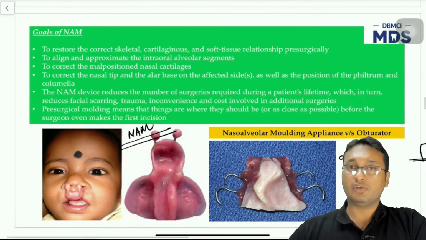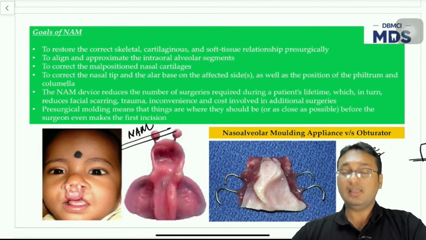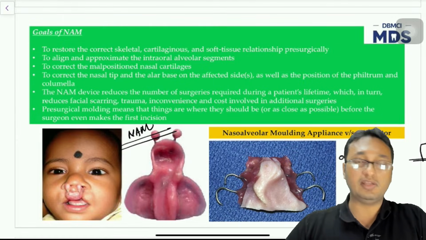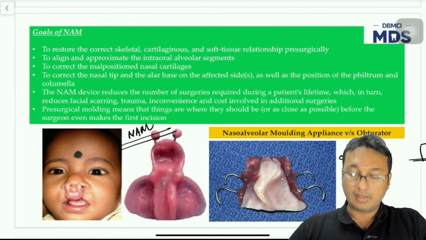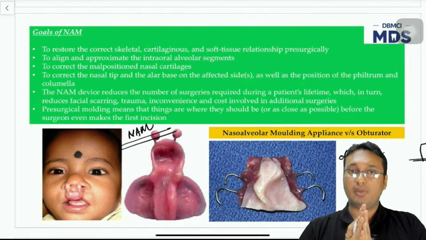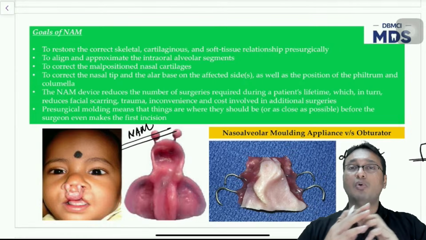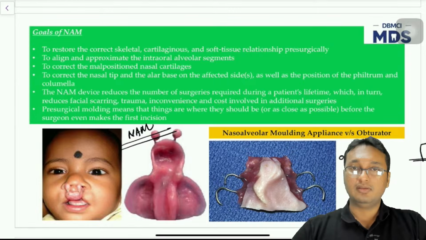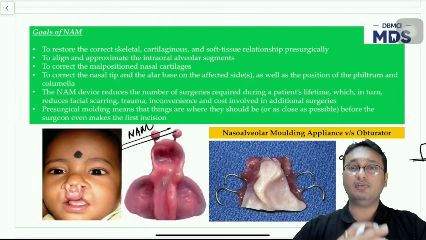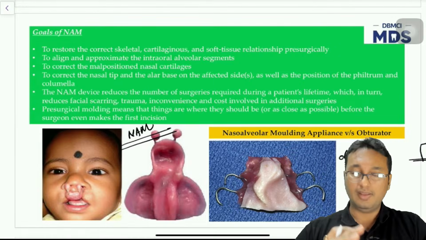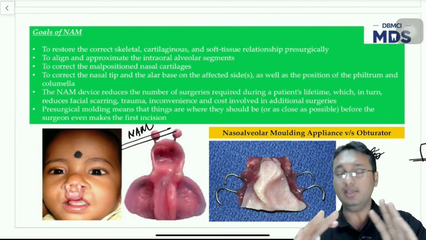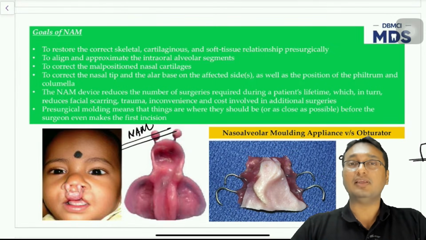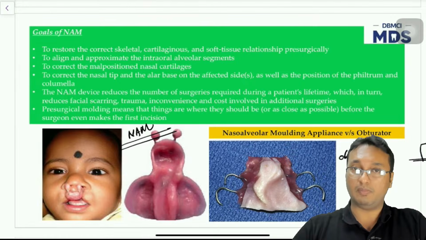Now coming back to the question, what are the goals of NAM? So basically an appliance which has to be fabricated, which can be given to the infant, is a NAM. So basically what we are doing, you are going to redirect, you are going to mold the soft tissues of the mouth, soft tissues of the face in such a way that the soft tissues come in close proximity to each other. That helps in the growth of the stomatognathic complex.